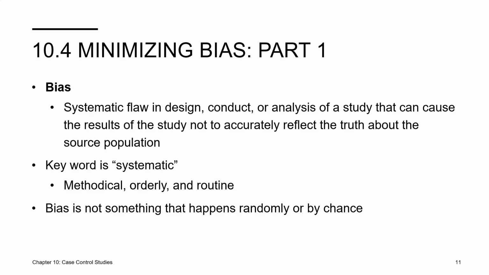Section 10.4 goes over minimizing bias. So this is one of the first times in the textbook that Jacobsen discusses bias, and bias is a threat to the validity to all study designs, not just case control studies. This is a systematic flaw in the design, conduct, or analysis of a study that can cause the results to not accurately reflect the truth about the source population. The key word here is it's a systematic flaw. So it's a flaw that's done methodically, orderly, and routine. It's not something random or that happens due to chance.